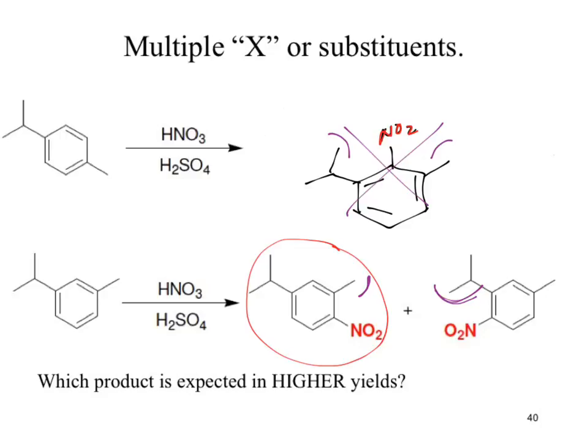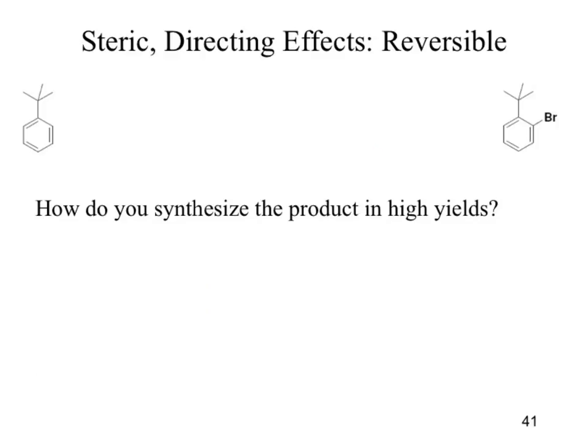So it's kind of a piece together process, putting it together and figuring out how to go. Questions about that? Okay. I'm just curious where we are, about 10 slides out. Steric directing effects and reversibility. So how would you synthesize that product in a reasonably high yield? What's the difference between those two?